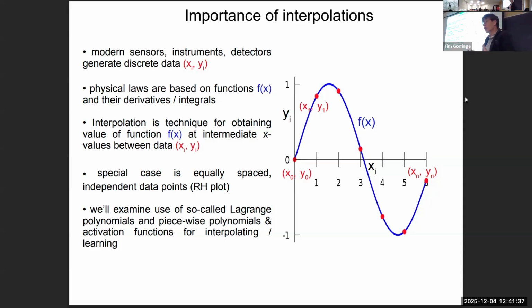So there's two ways that you can interpolate. On this plot here, I'm just imagining that I've collected from some detector or some sensor or some instrument, some collection of data points that are x subscript i, the independent variable, and y subscript i, the dependent variable. And I just plotted them over here on the right-hand side of this figure. In this case, just a few data points.